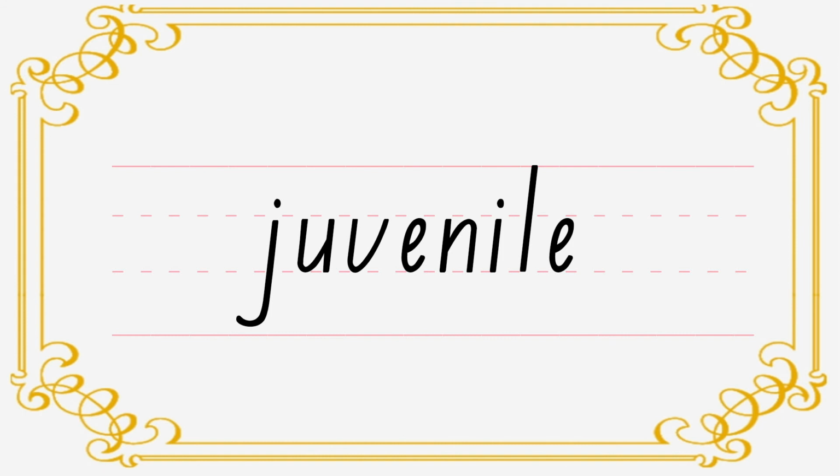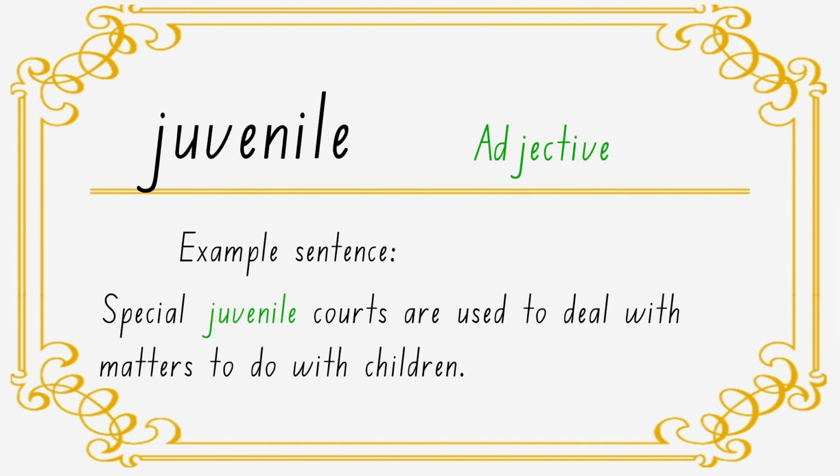The next word is juvenile. Juvenile is an adjective, and it describes things that are relating to young people or children. The most common place you'd see this word is relating to sicknesses such as juvenile diabetes, or law-related things such as juvenile detention centers, which is sometimes shortened to juvie.